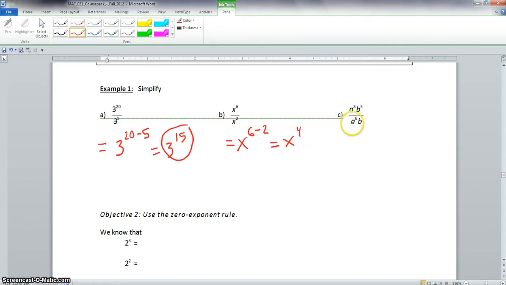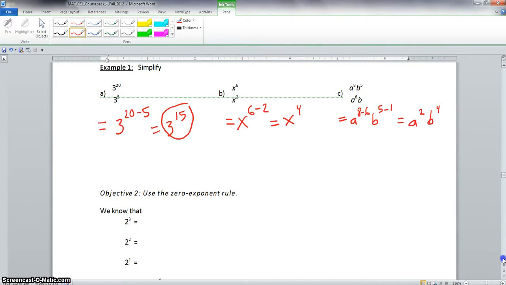Okay, now we come to c here. Now if you notice here, this is still one term divided by one term. So we would take this base here, which is a, and we would subtract our exponents. It would be 8 minus 6. Then we would take this base of b and subtract our exponents, which would be 5 minus 1. Now we would be left with a to the second power, b to the 4th power.